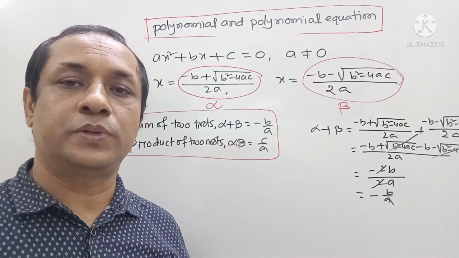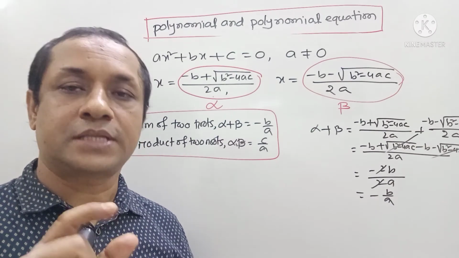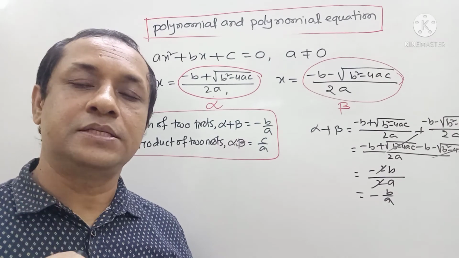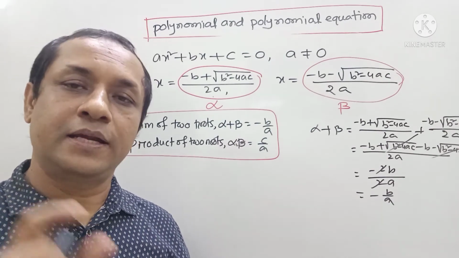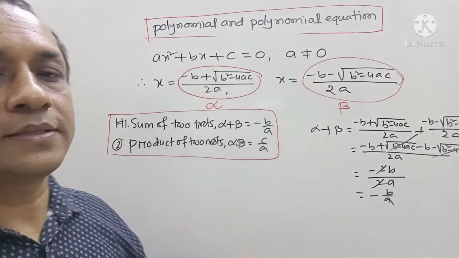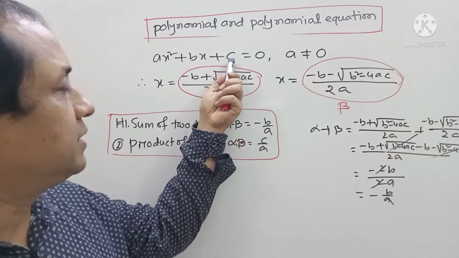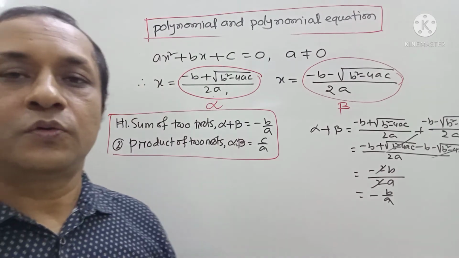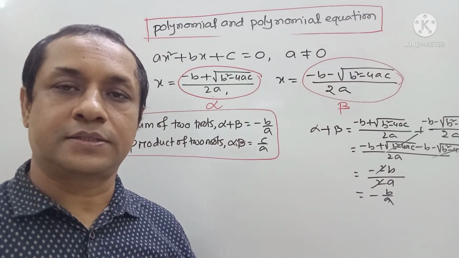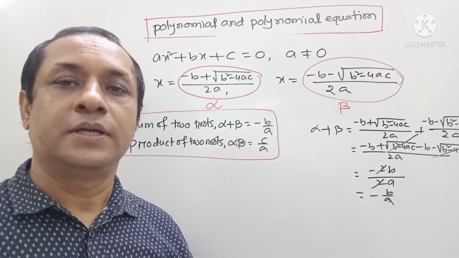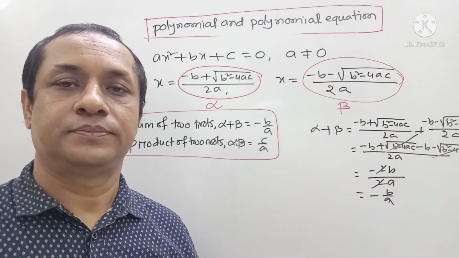I say again, student, memorize it. Sum of two roots equals minus b by a. Here a is the coefficient of x square and b is the coefficient of x. And product of two roots equals c by a. C is the only constant and a is the coefficient of x square. I hope that student you are clear.